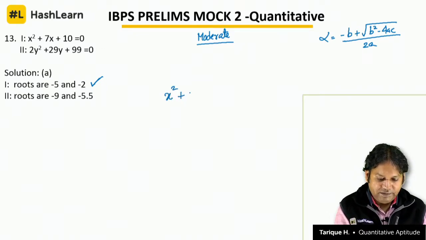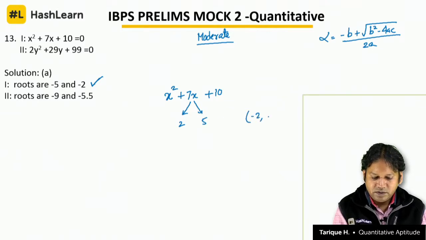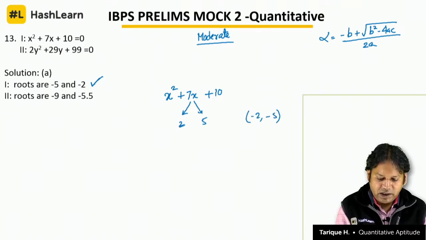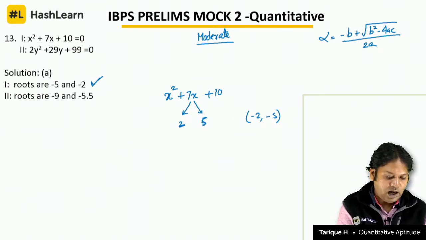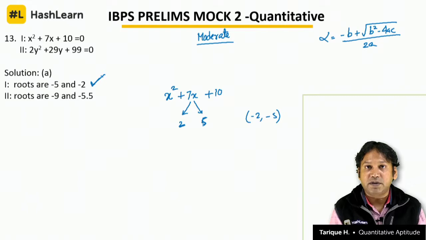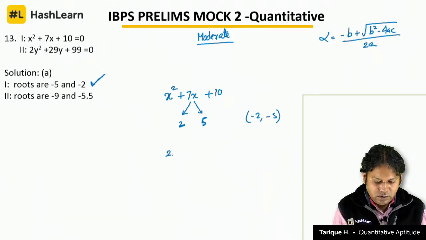X square plus 7x plus 10, this is a very simple question. We can split 7x as 2x and 5x. The roots are minus 2, minus 5. You see, plus becomes minus, same numbers 2 and 5. So very quickly, it hardly takes 3 seconds for you to do this, because you can just look and tell what is the answer. Now the next one, 2y square plus 29y plus 99 equal to 0.